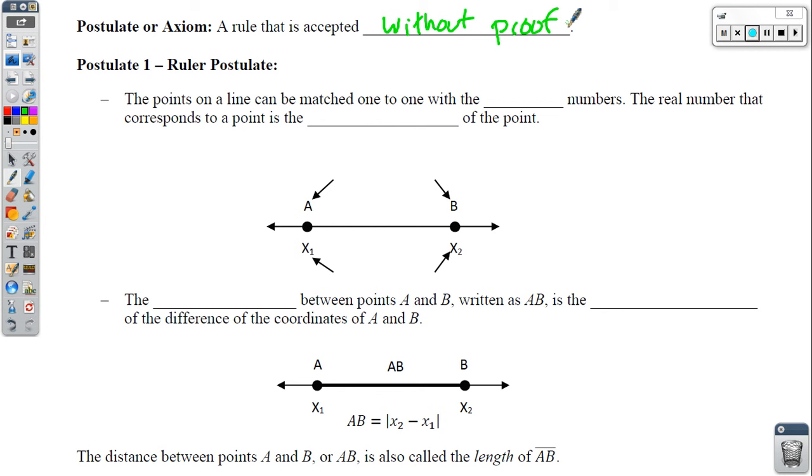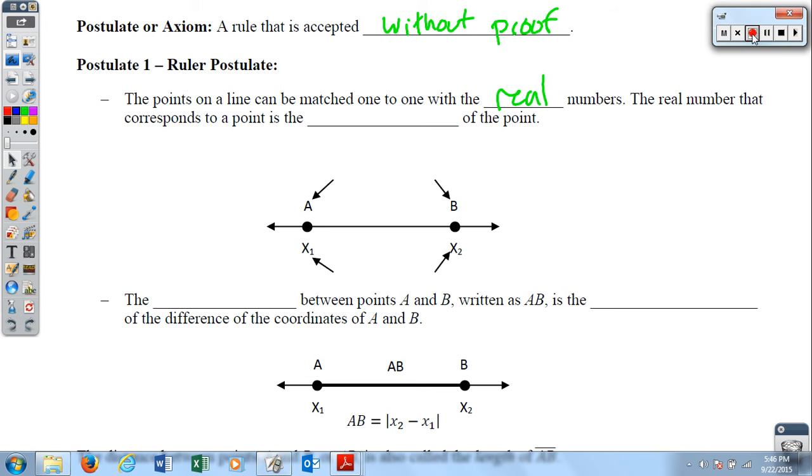First one is called the ruler postulate. So the points on the line can be matched with the real numbers. Which means that if you think about a number line, that's really exactly what this is. You could just take a line and throw some numbers on it, and we can match them up with any number that you want to talk about, you can find on a number line. So the number that corresponds to a point on that real number line is the coordinate of the point.